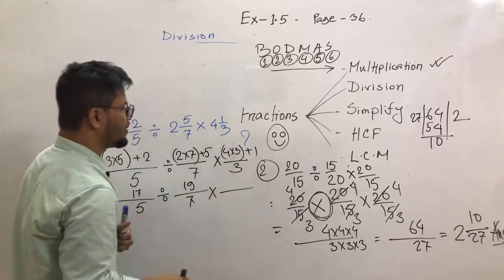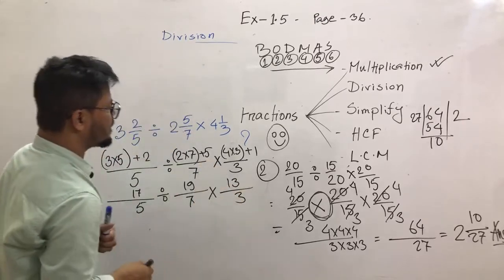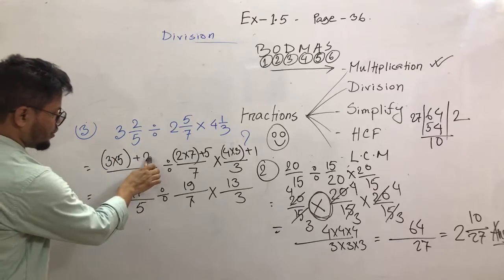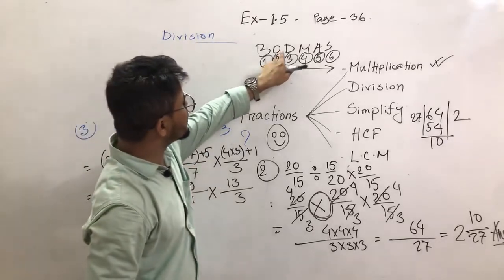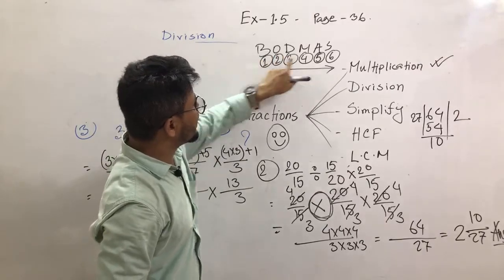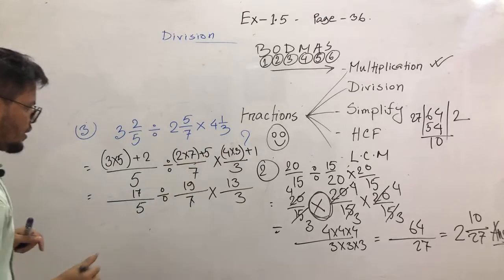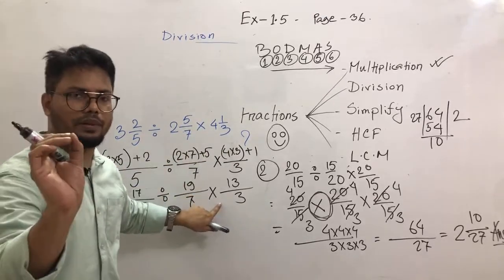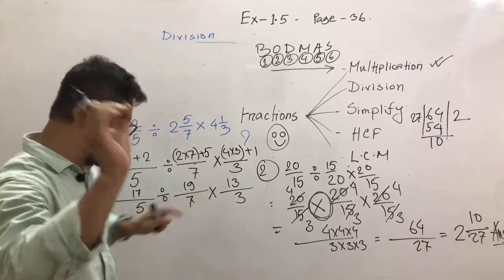Then this one will be 13 by 3. First do multiply inside the bracket, then do add, because this is the bracket first, then addition. So first calculate inside the bracket. Now the mixed fractions are converted into improper fractions.